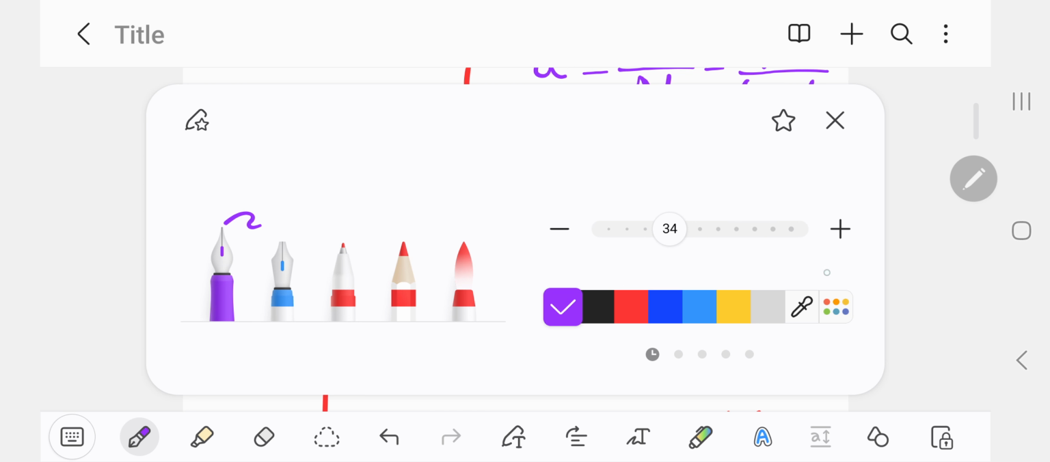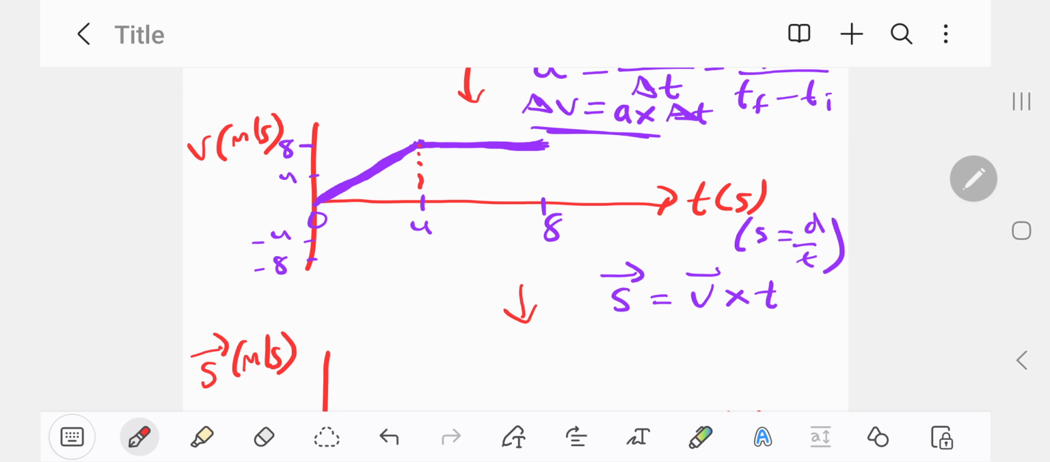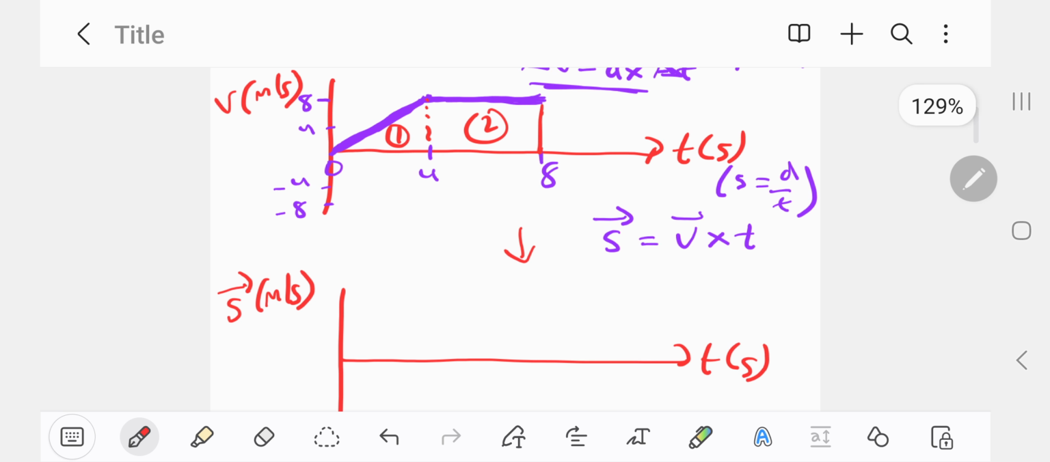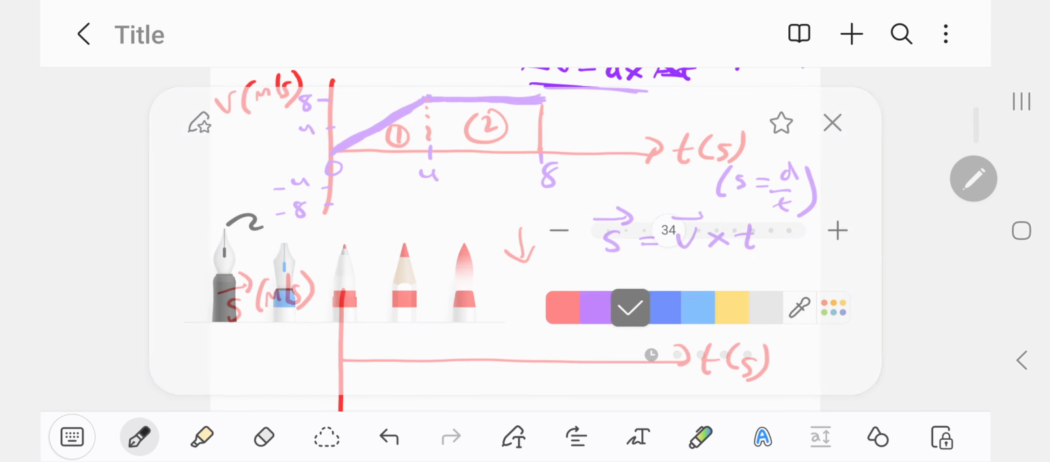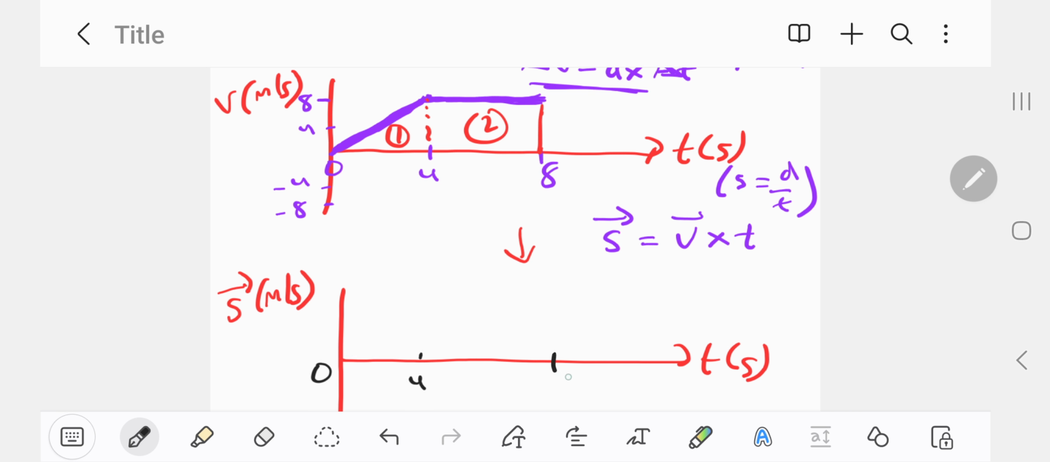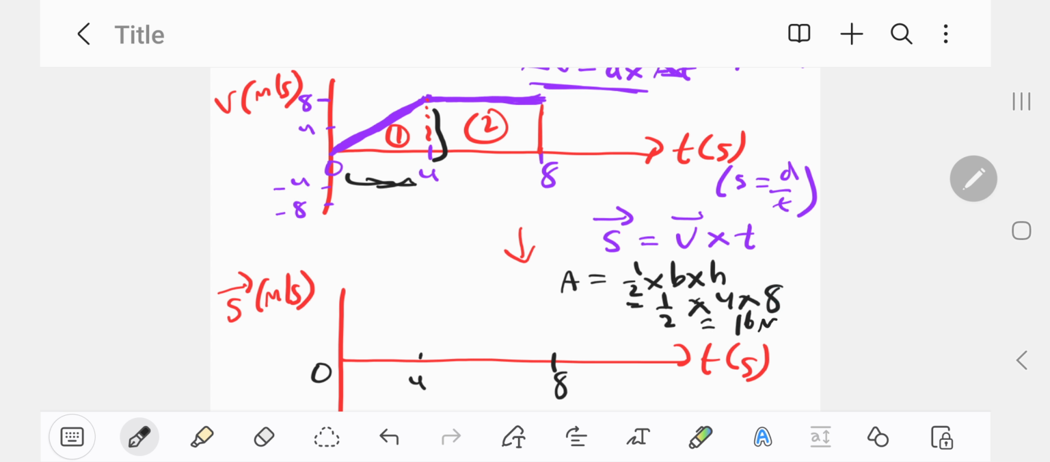Let's go back up to it here. Break it up into segments. There's 1 here and there's 2 here. There's a triangle and a rectangle. So the time stays the same, 0 to 4, and then 8. So from 0 to 4 seconds, that's a triangle there. The area of a triangle, back to basic maths, is a half times base times height. Half times the base, which is 4, times the height, which is 8, is 16 meters.